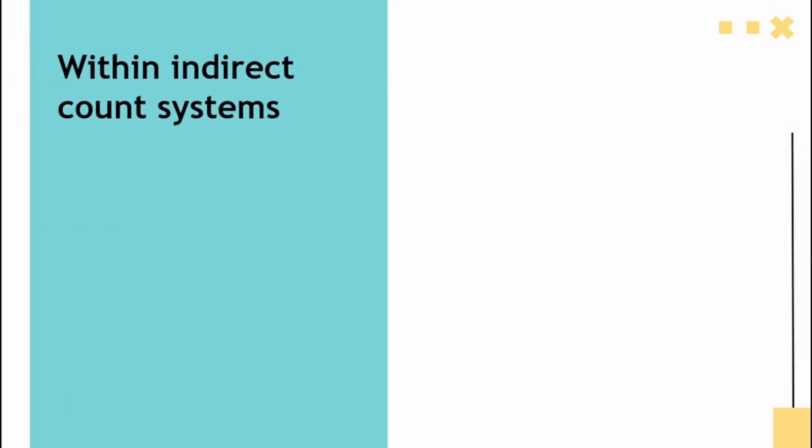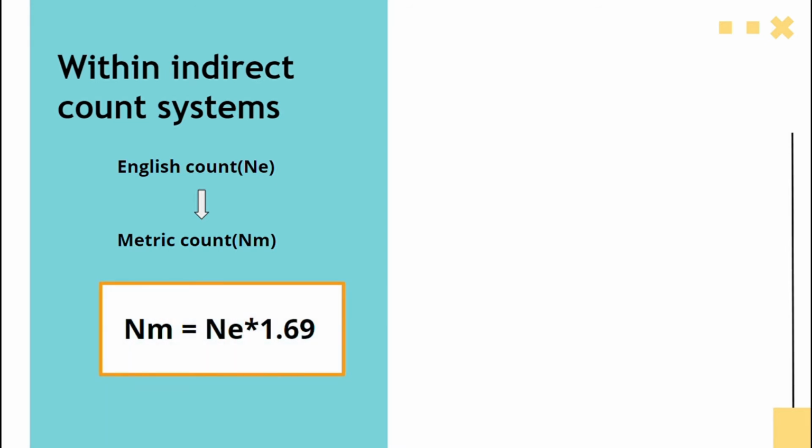Next is the conversions within the indirect count system. In short staple spinning, English count and metric count are most widely used. To convert the English count to metric count, multiply 1.69 with the English count. Now, let's see how this 1.69 comes from.